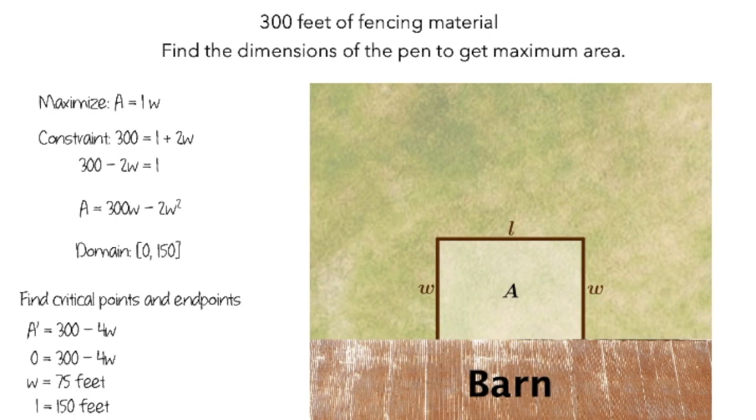Next, we should check the endpoints. One endpoint has W equal to 0 feet, which would correspond to a length of 300 feet. The other endpoint is when W equals 150 feet, which corresponds to a length of 0 feet.